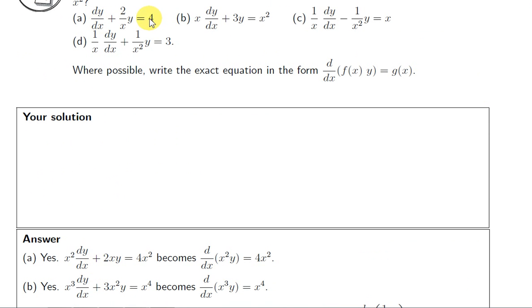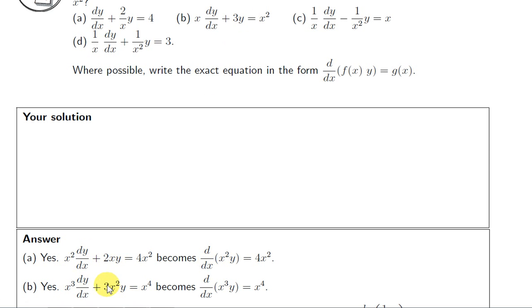Let's take this first one and multiply it by x squared. Well, we get x squared dy dx, x squared by 2 over x is 2x, and we get 4x squared on the right hand side. So all we want is that the function of x in front of dy dx has a derivative which is in front of y. The derivative of x squared is 2x. So that means we can write the left hand side as the derivative with respect to x of this function x squared times y.